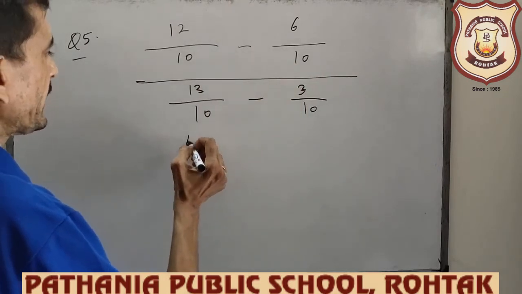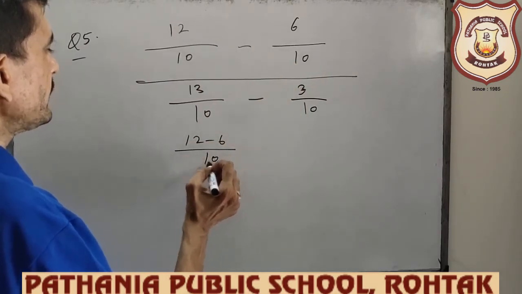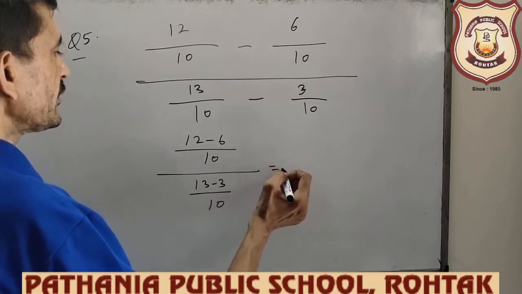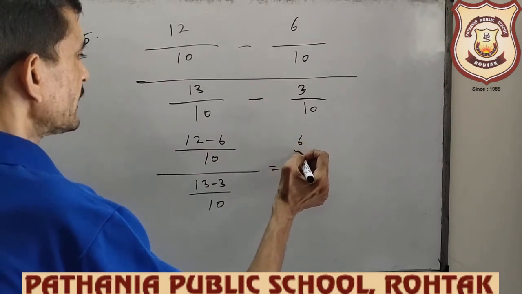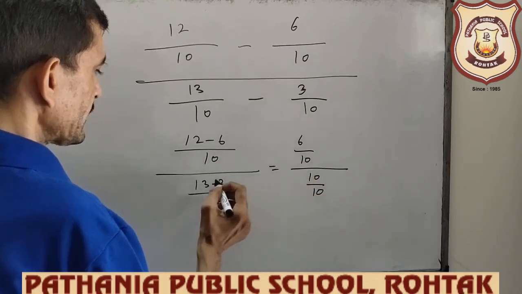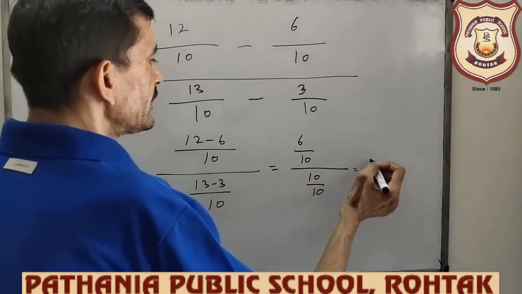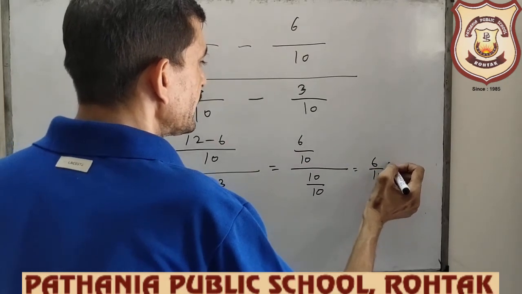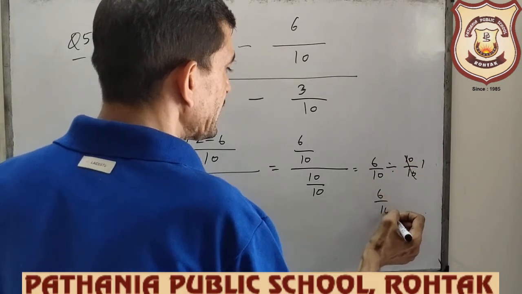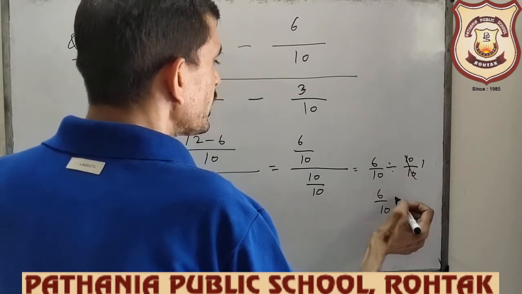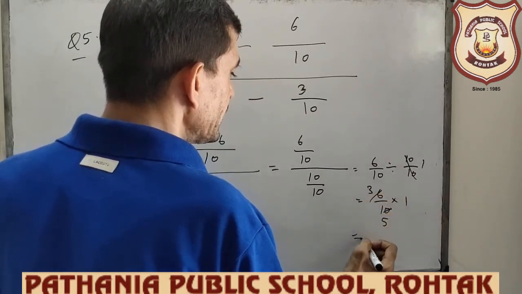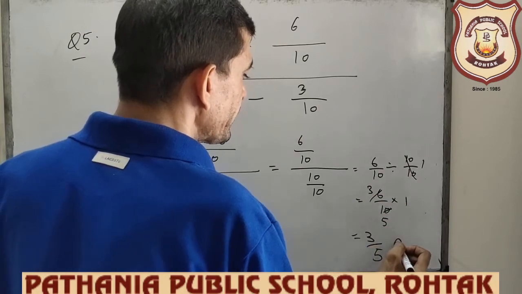What is this? 12 minus 6 by 10, because 10 is the LCM, divided by 13 minus 3 by 10. What will you get? 12 minus 6 is 6 upon 10, divided by 10 by 10, that is 1. So 6 by 10 divided by 1, no effect. 2 threes are 6, 2 fives are 10. Therefore the answer is 3 by 5.